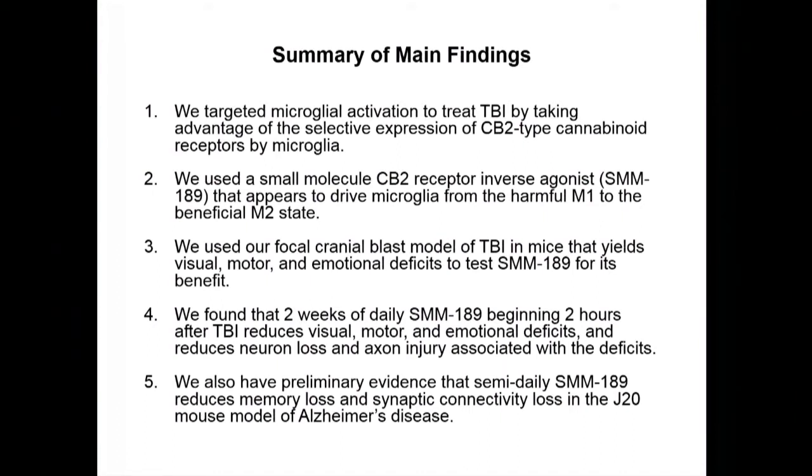We treat the animals for 2 weeks, beginning just after the traumatic brain injury event. That turns out to have a lot of benefit because it greatly improves the outcome. The deficits are reduced, and the neuron loss and axon injury in the brain is reduced as well. We have preliminary evidence as well that daily delivery of this same compound in a mouse model of Alzheimer's disease called the J20 mouse model slows memory loss and helps maintain connectivity between neurons in the brain.